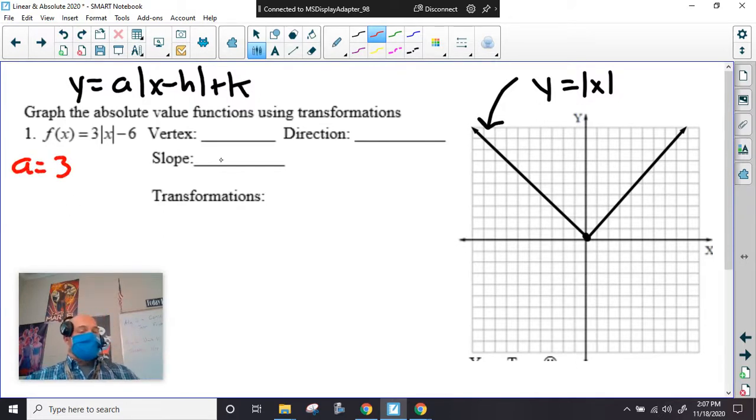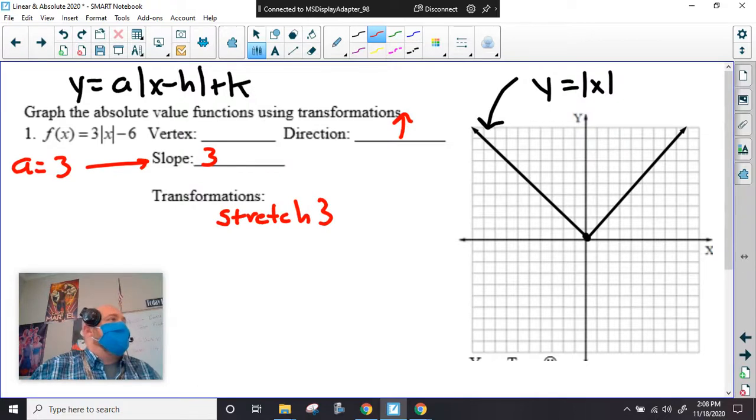All right, it's positive, so our direction, it opens up. Now, our slope is actually 3. This is our slope right here, and it will make more sense in just a second. And we have the transformation because A is greater than 1. We have a stretch of 3. Okay, so we have a stretch of 3.